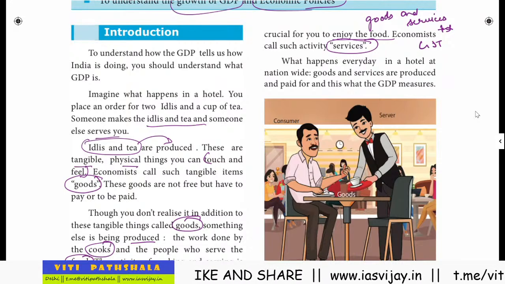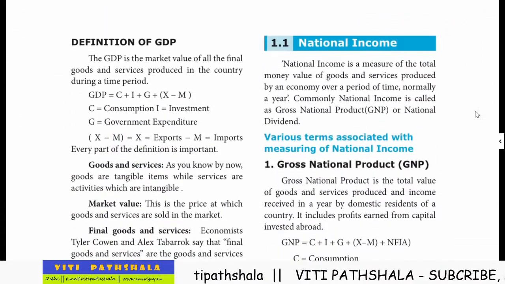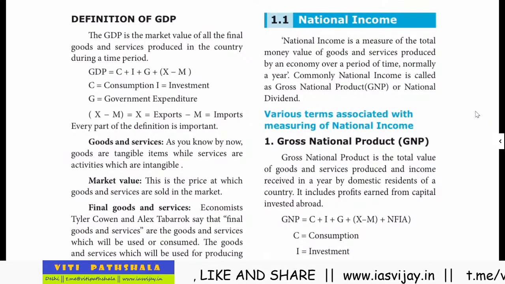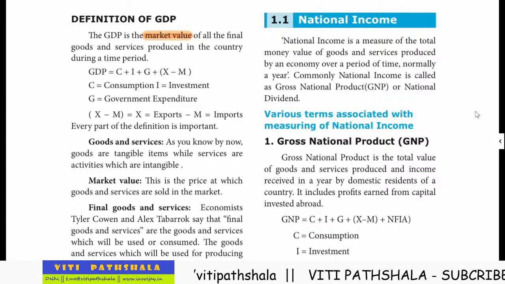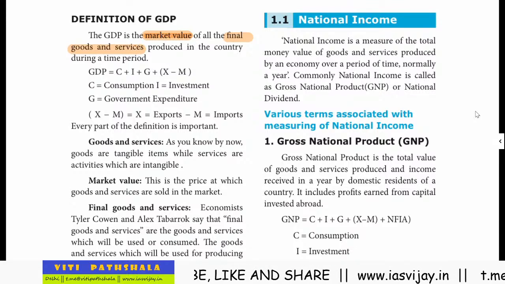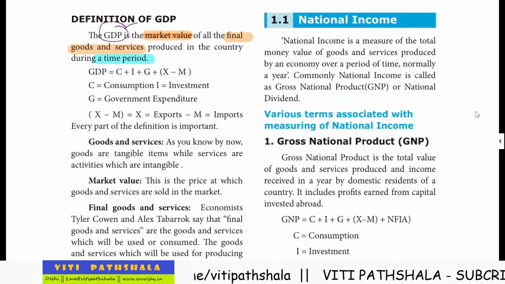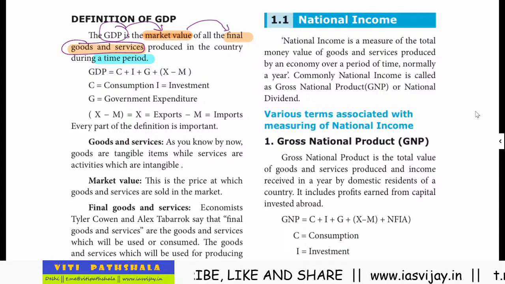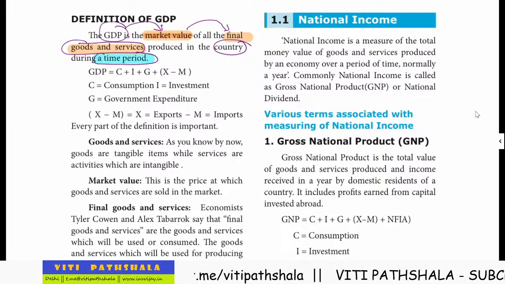So they have shown you a picture. This is the goods, this is the server, and this is you, the consumer. Now let's start with the definition of the GDP. The GDP is the market value of, so highlighting the things, first it is the market value. Market value of what? The final goods and services that are produced in a country during a period of time. So again, what is GDP? Market value of goods and services which are produced in a country, a geographical boundary, over a period of time. Simple, easy definition.